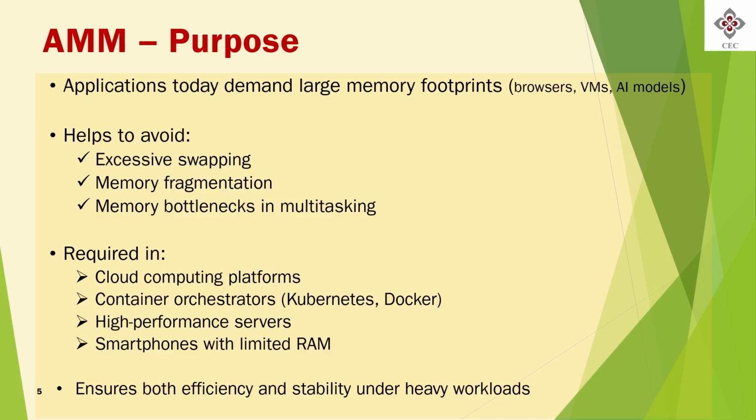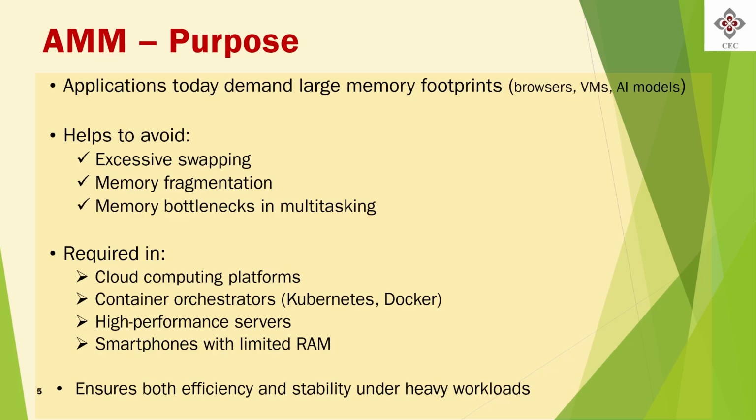And the next is where it is required. Mainly it is required in cloud computing platforms, where data will be stored in the cloud, and many users can access based on access priority and access privileges. The next is container orchestrators like Kubernetes and Docker, where we have mechanisms to run multiple processes, then high performance servers and smartphones with limited RAM. The last one is more critical, because nowadays we are using mobile phones like modern day computers.